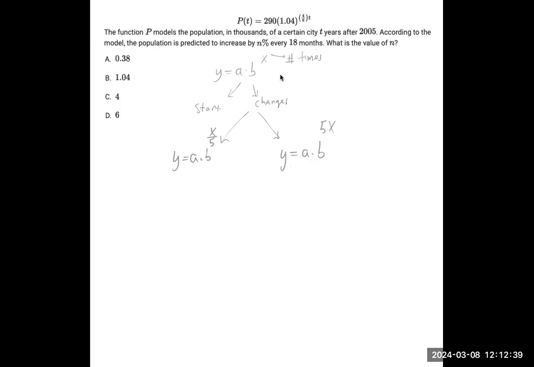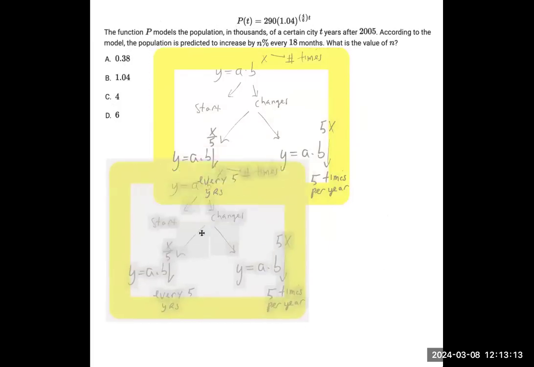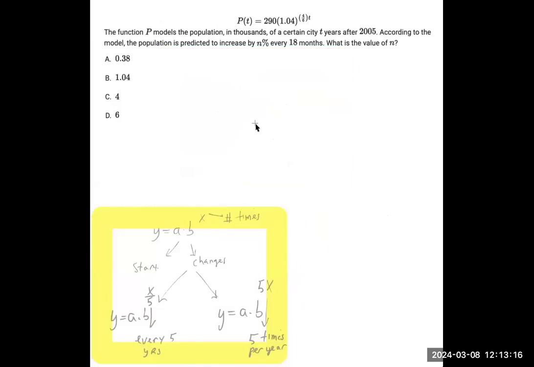So if t is the number of years, or x is the number of years, then this right here would be saying that our change is happening every 5 years. And this one here is like saying that our change is happening 5 times per year. So that's the general layout of an exponential and a couple of ways that the SAT will twist and turn this topic. And we want to keep that fresh on our minds as we go ahead and try this question.